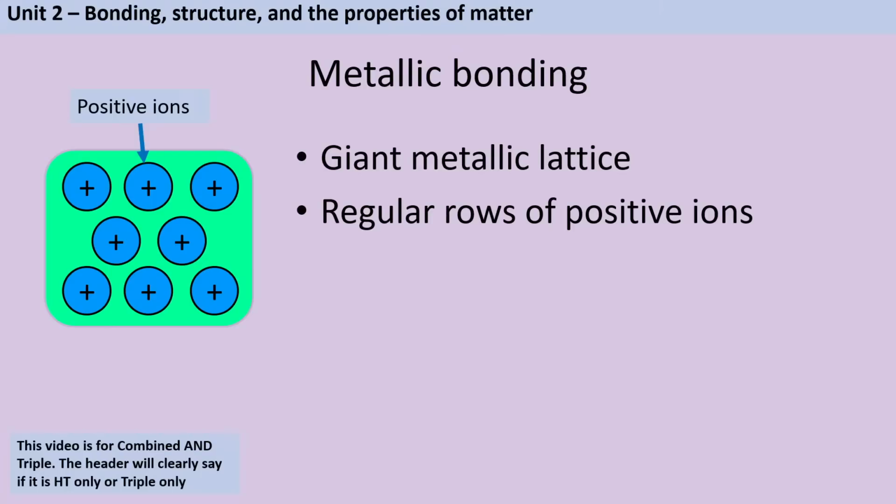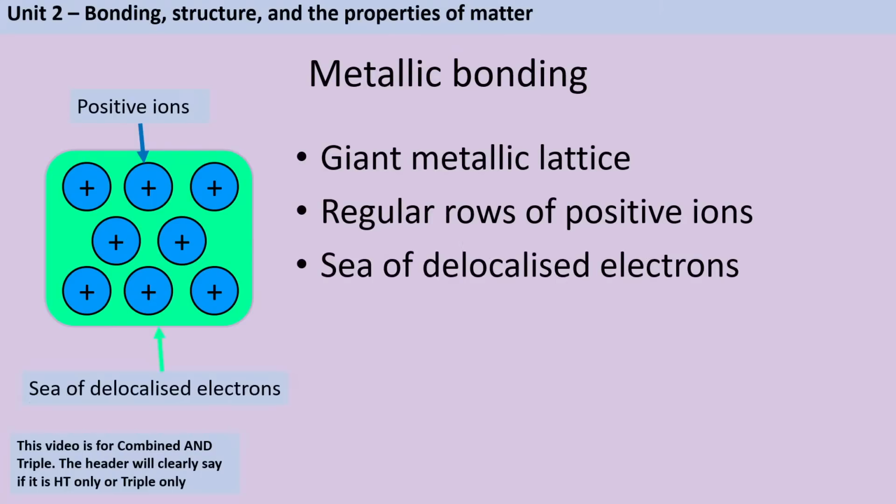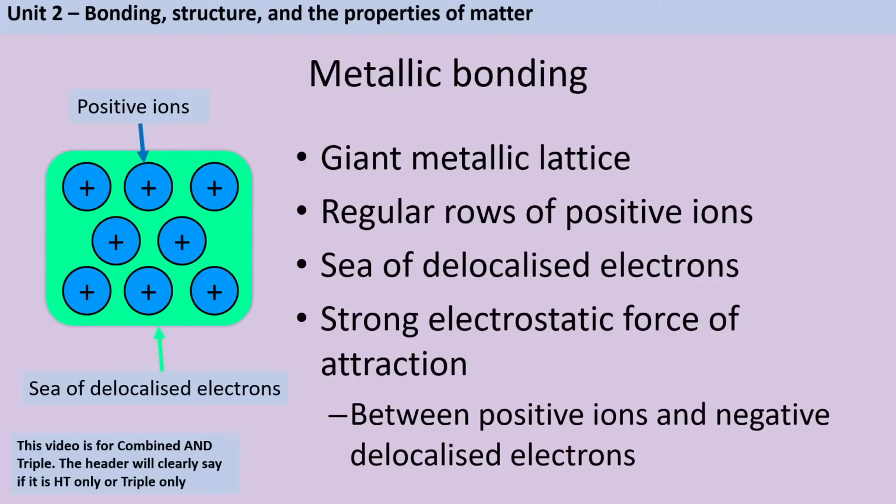So we've got these regular rows, and surrounding them are the electrons that have been given up by each atom. So they're delocalized because they're not tied to one particular atom, and they form this sort of sea, okay? So since we've got the positive ions and the negative electrons, they're attracted to each other by this force called a strong electrostatic force of attraction. And this is acting between the positive ions and the negative delocalized electrons, and it's holding the entire metallic lattice together.